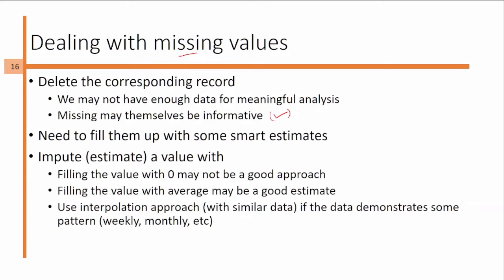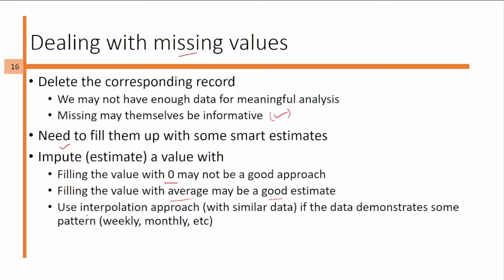So we need to impute, which means we need to estimate a value for the missing one. How to estimate? One is to fill the value with 0, but this is not good. It's as bad as deleting the record. The other approach is to take the average of all the other values in that particular column and fill the value with the average. This may be a good estimate.